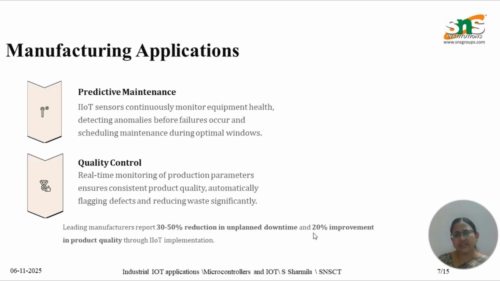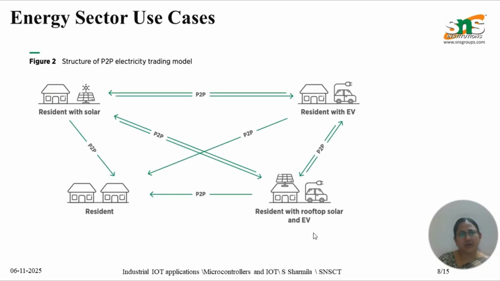The next one is quality control. Real-time monitoring of production parameters ensures consistent quality. Any deviation from standards is automatically detected, allowing faster corrective actions. Leading manufacturers worldwide report a 30 to 50% reduction in unplanned downtime and up to 20% improvement in product quality due to IIoT adoption. Now let's move on to the energy sector use cases.